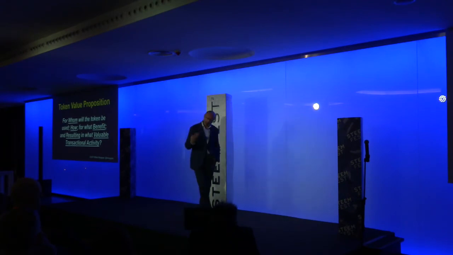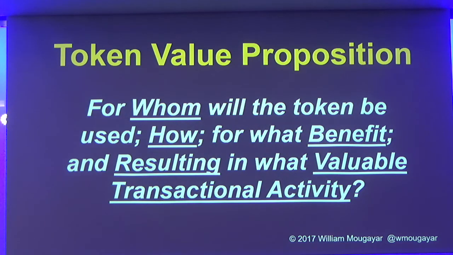And to do that, again, taking from the traditional way to develop a value proposition, now you have to have a token value proposition, which is to think about, like, for whom? For whom is this? For whom will the token be used? Who is going to use it? What kind of person, what kind of user is that? The profile. And how? For what benefit? There has to be a benefit. There has to be a result. There has to be a valuable transactional activity. If you start to answer these questions, put your token to the test when you design your token.